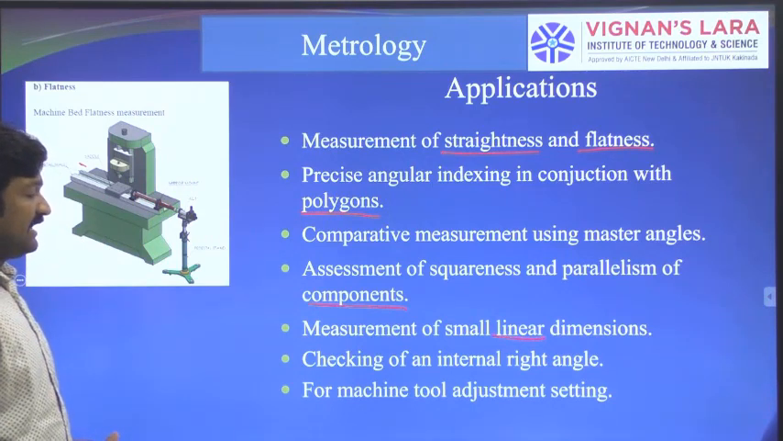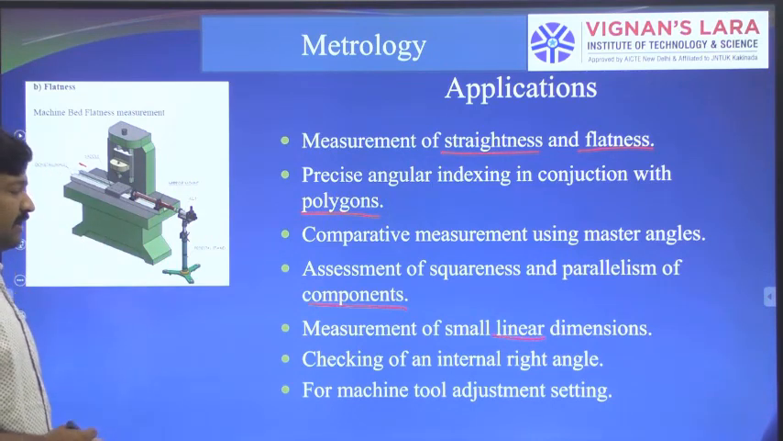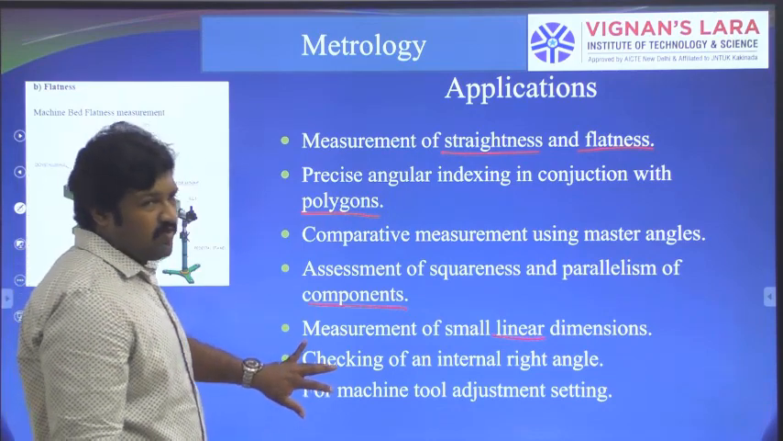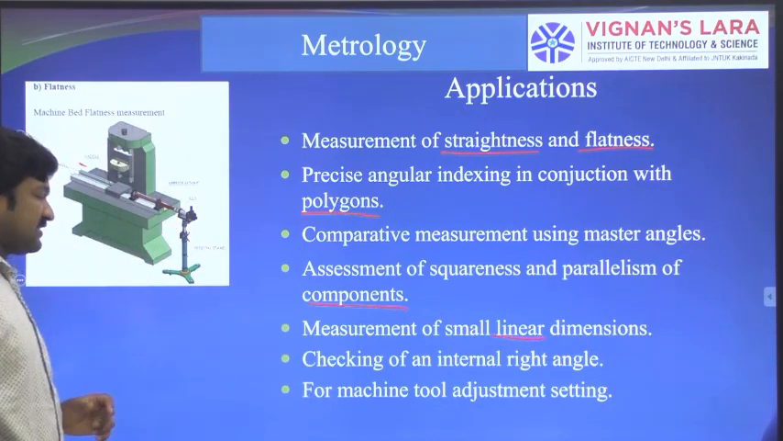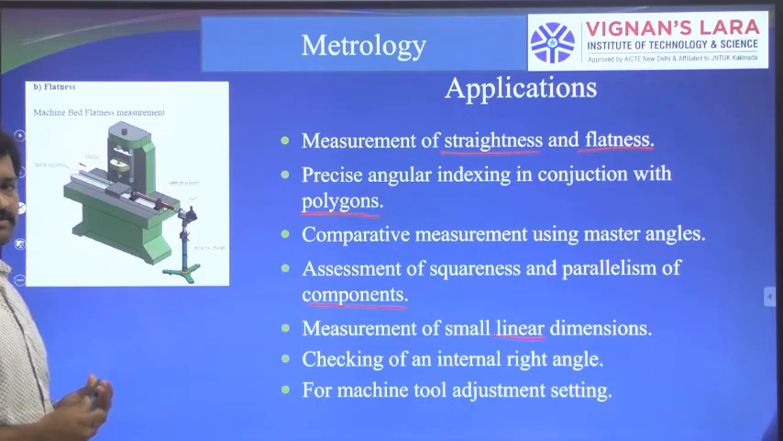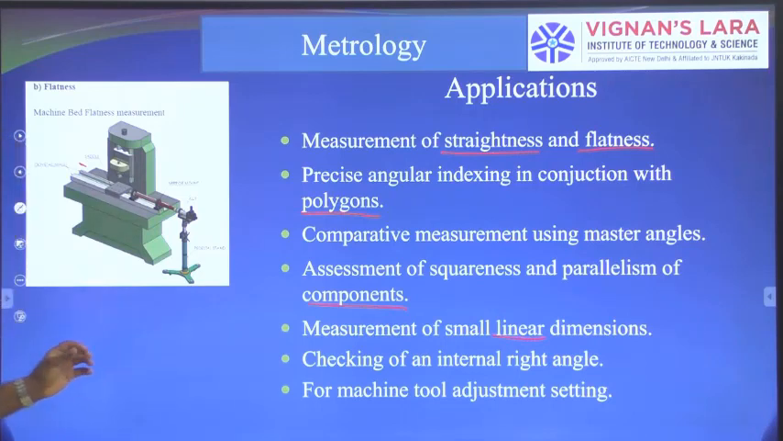Next, checking of an internal right angle, that is 90 degrees. For checking that, we can use this autocollimator. Next, for machine tool adjustment and setting: for setting the tools on a machine, we can use this autocollimator. So these are the various applications of autocollimators.